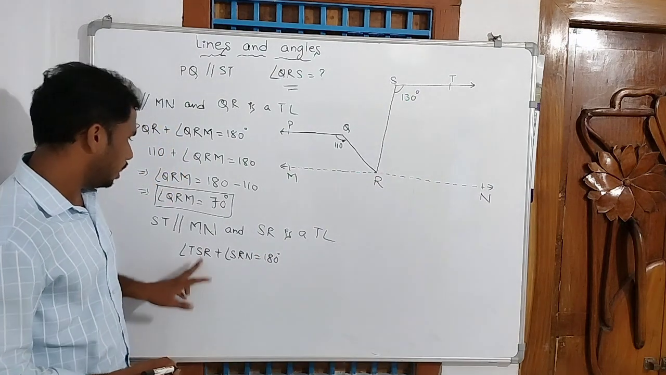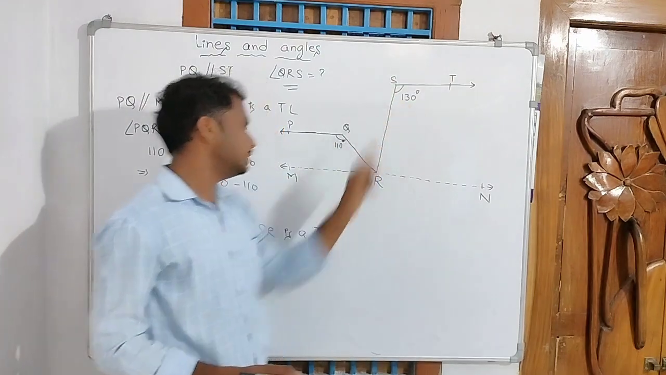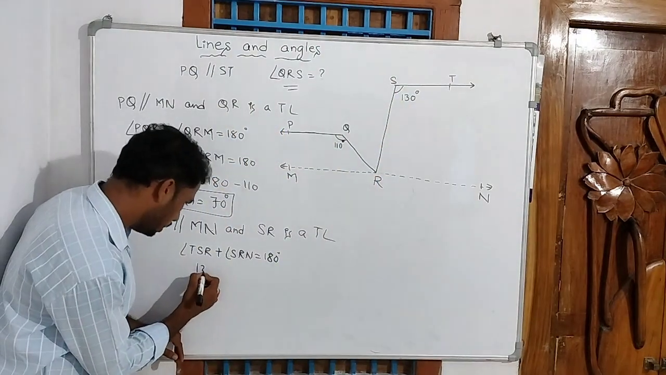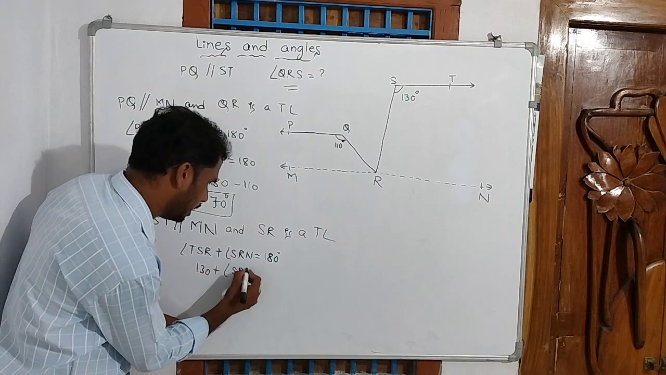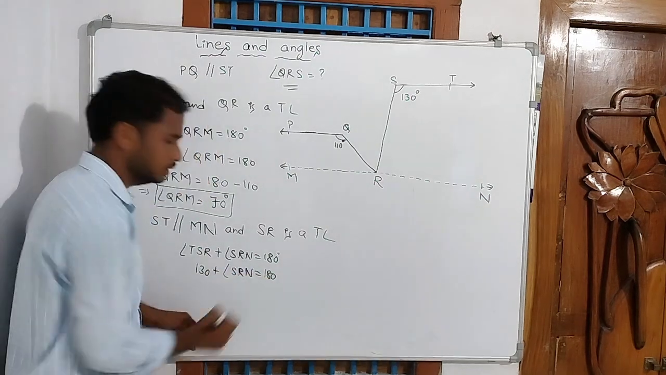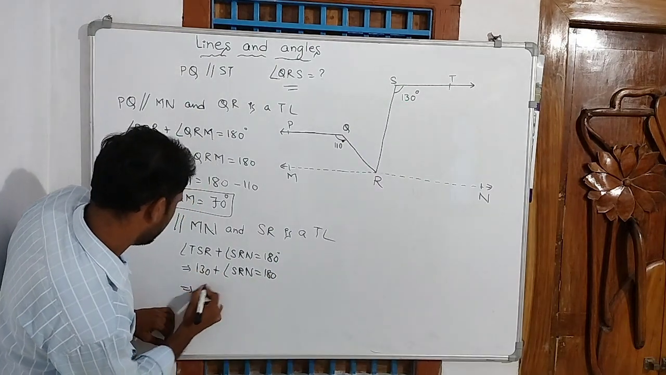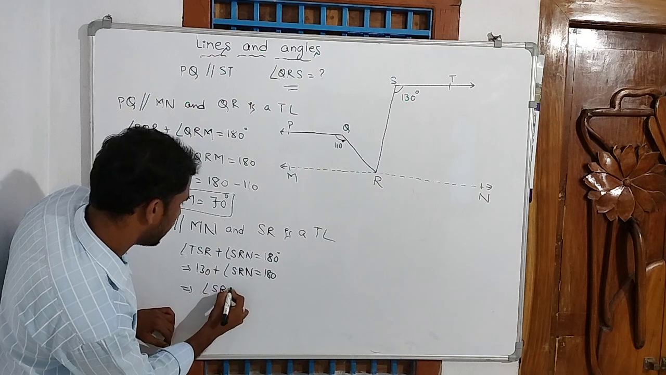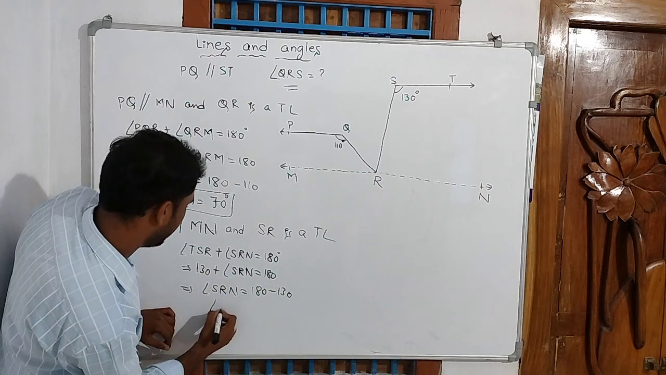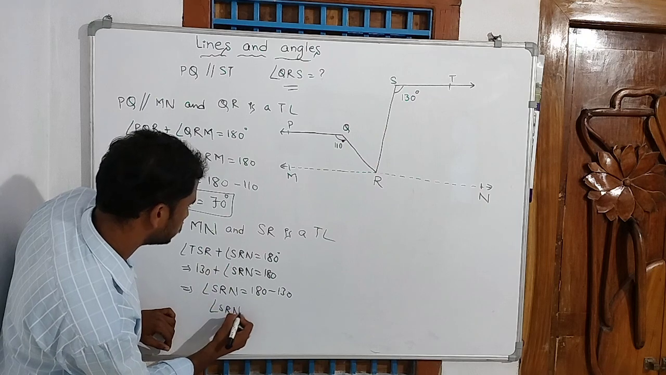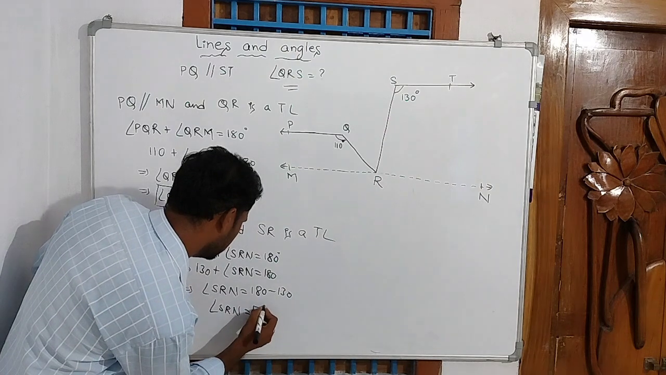Already angle TSR is 130 degrees. 130 plus angle SRN is equal to 180 degrees. Now we can find SRN. That implies angle SRN is equal to 180 minus 130, which is 50 degrees.